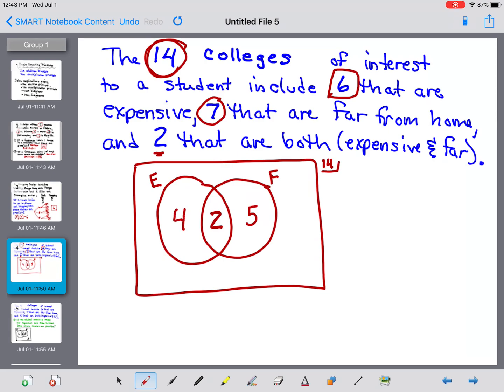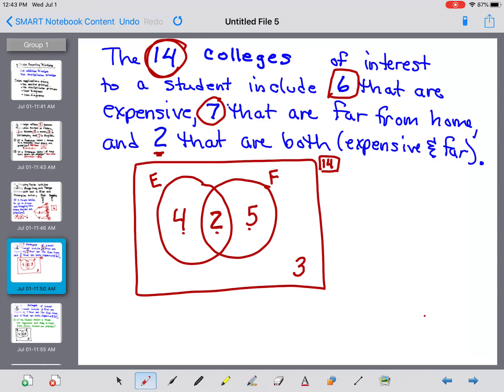Now, here we come to that 14. We got to make sure that these numbers add up to 14. So 4 plus 2 is 6, plus 5 is 11. So there are 3 leftover schools. You could say these are the 3 schools that are not expensive and not far from home.